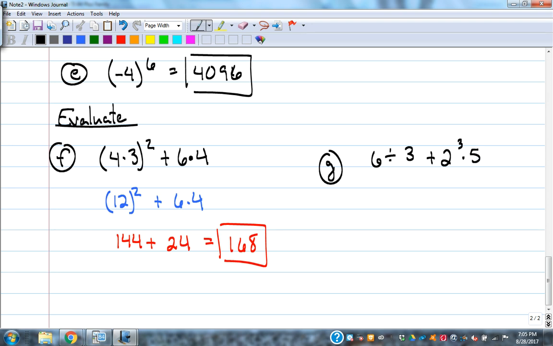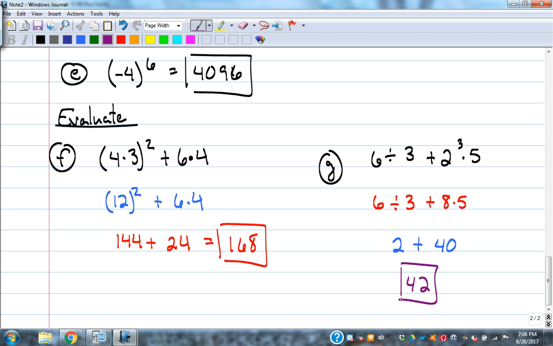6 divided by 3 plus 2 to the third power times 5. Technically, what should happen first? The exponent, 2 to the third. So which would be 8. And then which one happens next? 6 divided by 3, technically left to right, 6 divided by 3 is going to go first, and then 8 times 5, and then the addition happens last there, which is 42.